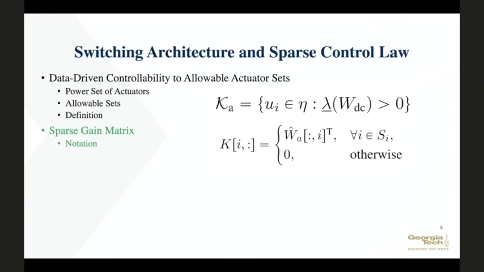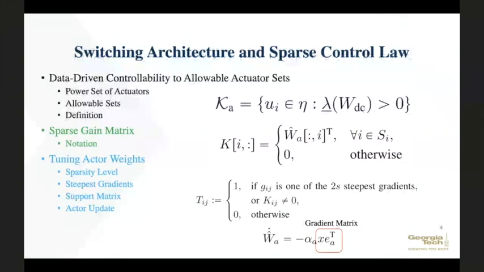The sparse gain matrix is given as follows, where KI semicolon are the rows of the gain matrix, which correspond to the columns of the actor weight matrix that have been zeroed out or have been kept consistent in value depending on which actuators were present in the allowable set.